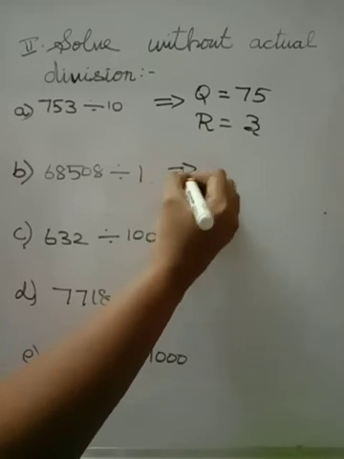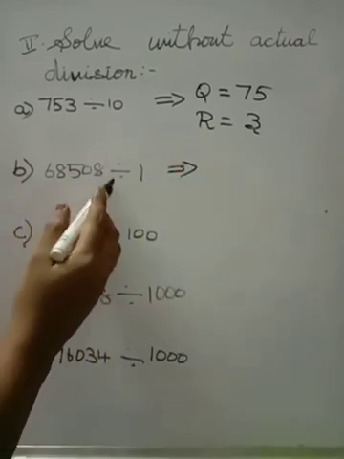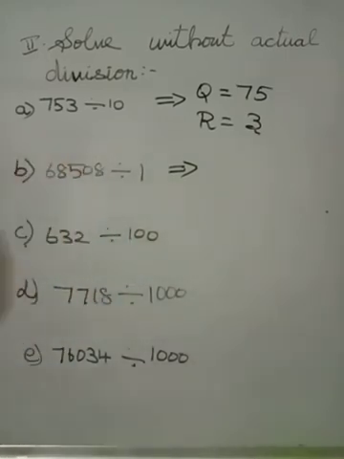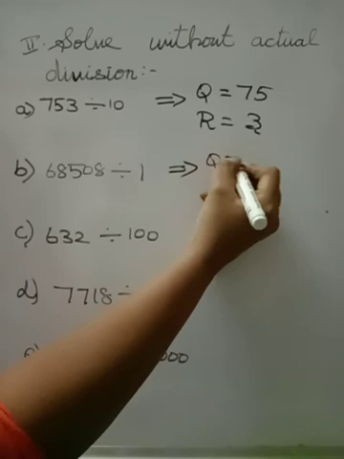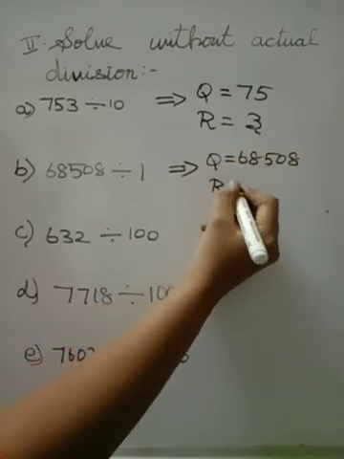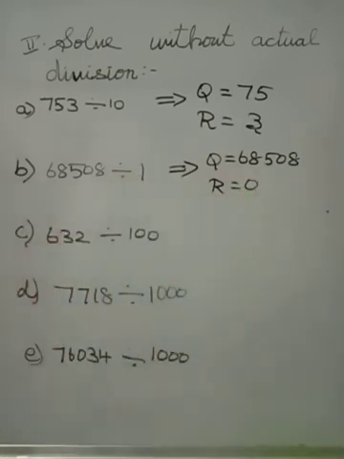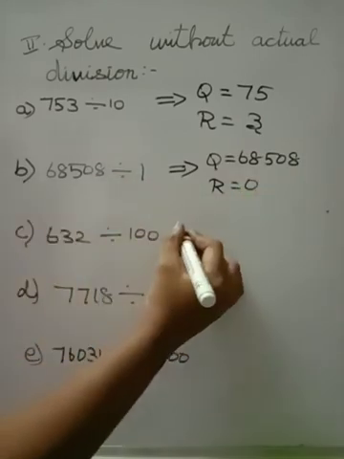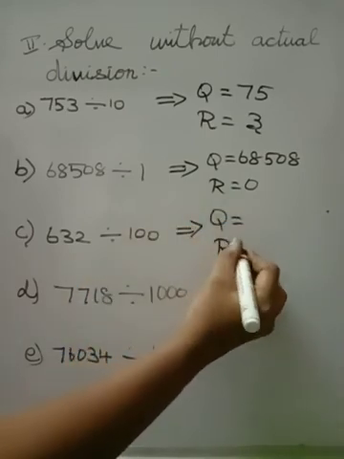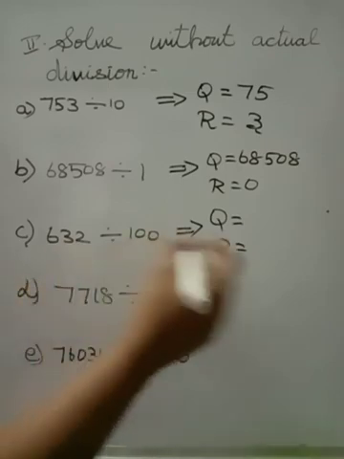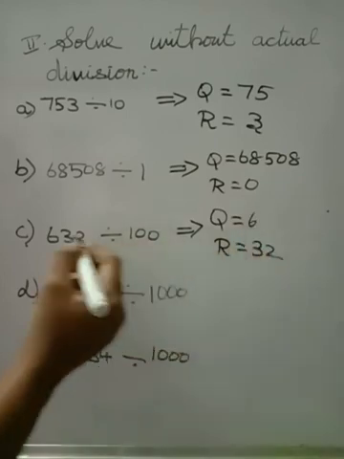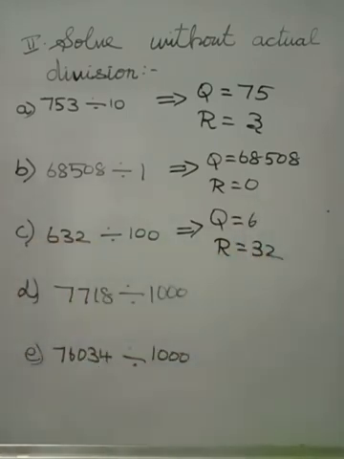And then see here. The next number is 68,508 divided by 1. So the number is divided by 1. Whatever number is divided by 1, we will get the same number. So the quotient is 68,508 and the remainder is 0. Now the third sum, how many zeros are there? 2 zeros. So the last 2 digits will be the remainder and the remaining number will be the quotient. Only one number remains, so it is the quotient.